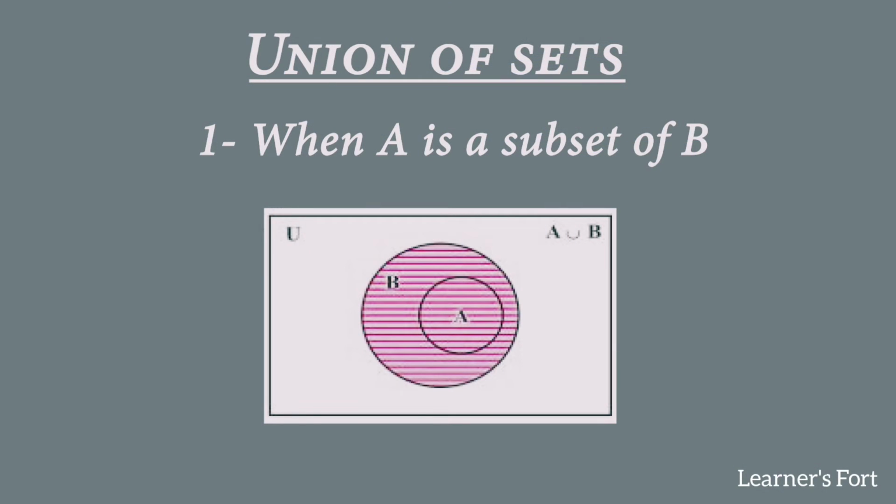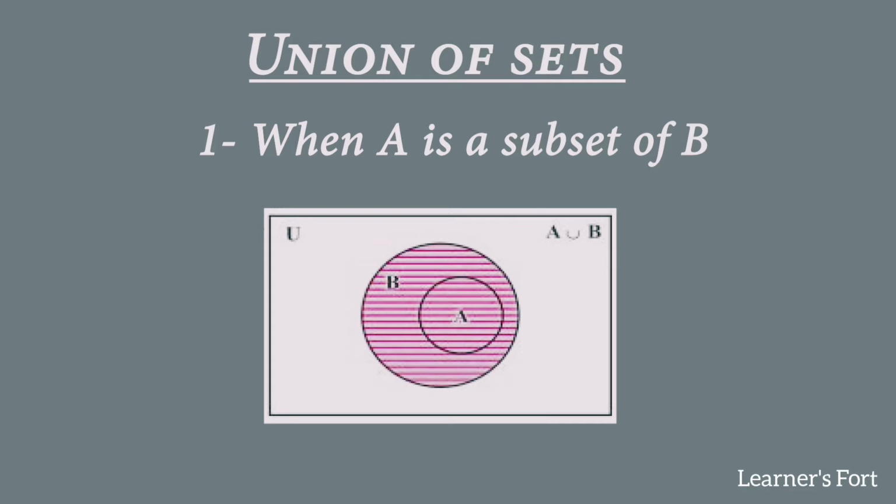Okay, so now we're going to represent the union of sets with the Venn diagram. The first case that we're going to discuss is when A is a subset of B. What does it mean by A is a subset of B? It means that all the elements of A are present in set B. So how are you going to represent the case where you say A union B?